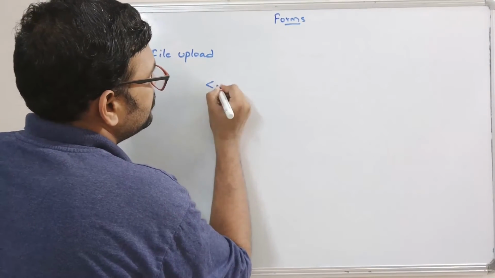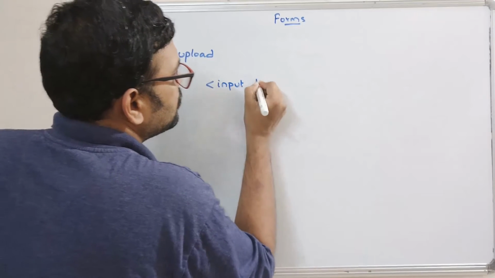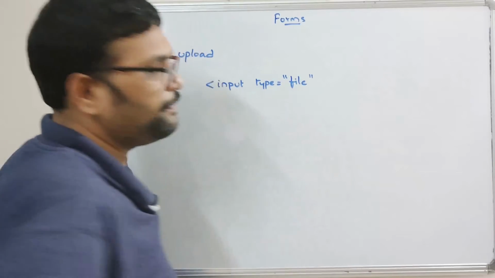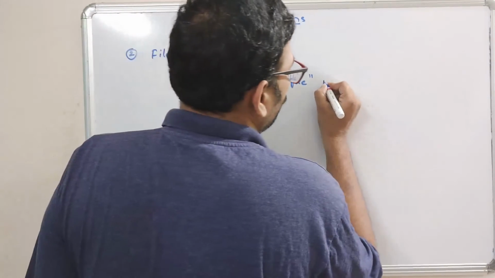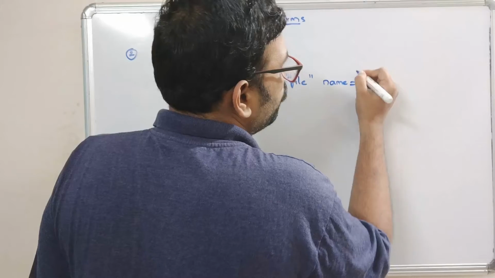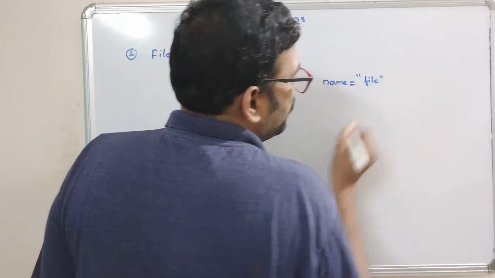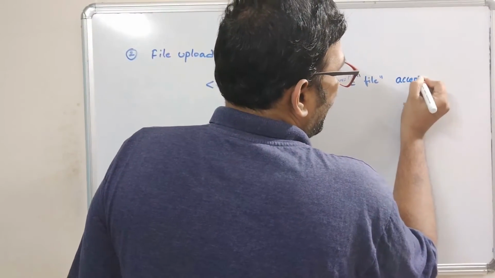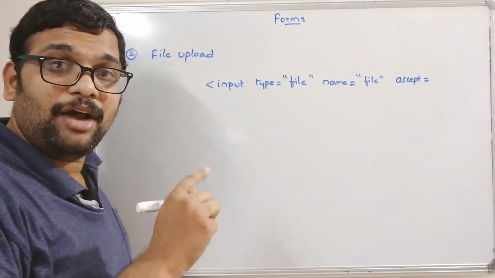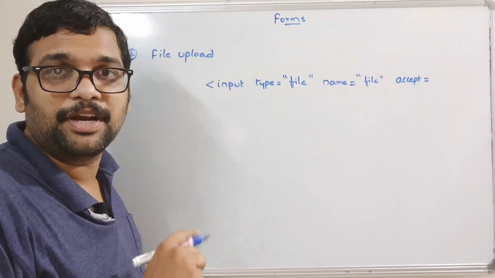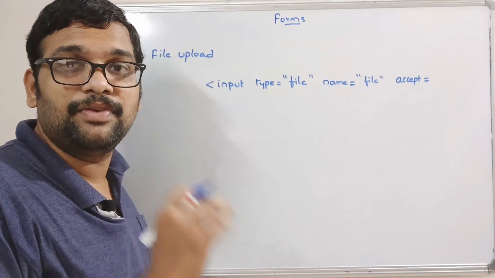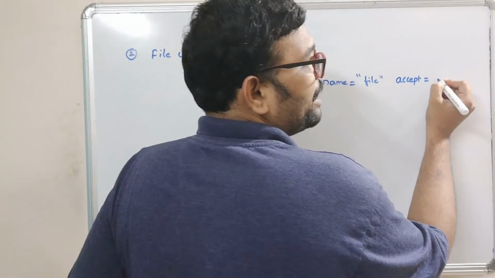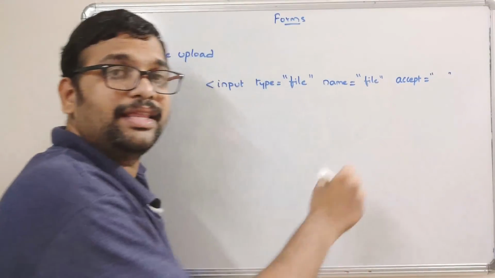So the syntax is similar. Input type is equal to file. Similarly we can go with the name is equal to some name, we can group this one, as well as there is another attribute called accept. Here we have to mention which file is to be accepted, whether an image file should be accepted, whether a text file should be accepted. That particular thing should be written here, image or text or anything else, right?